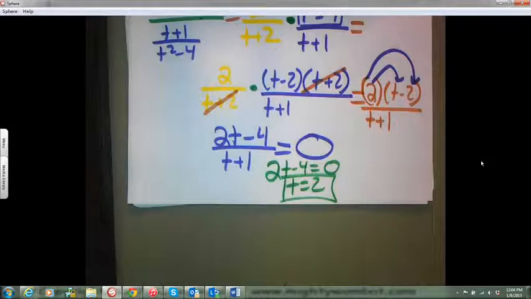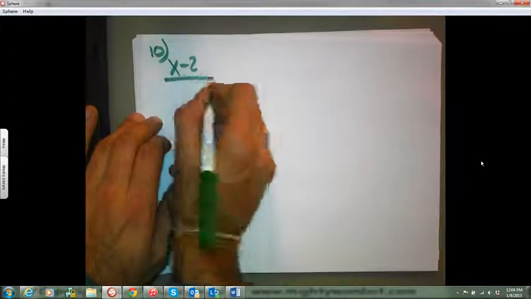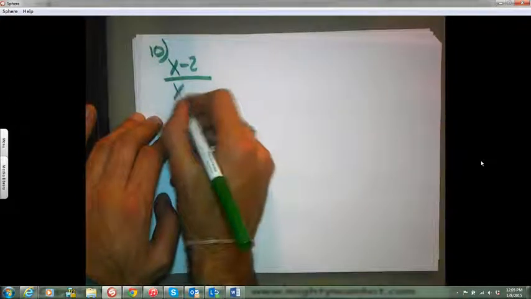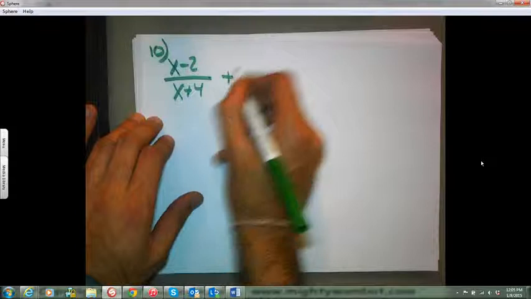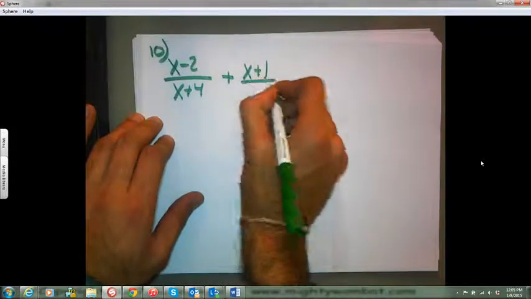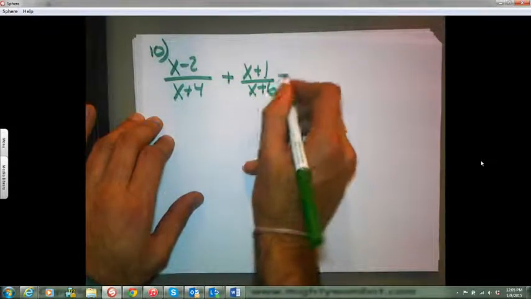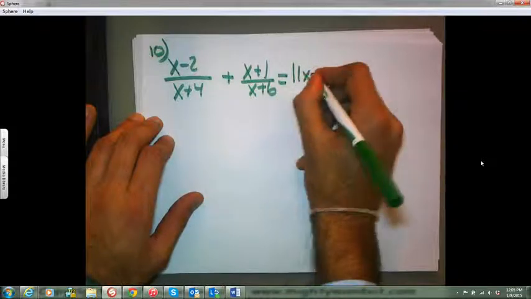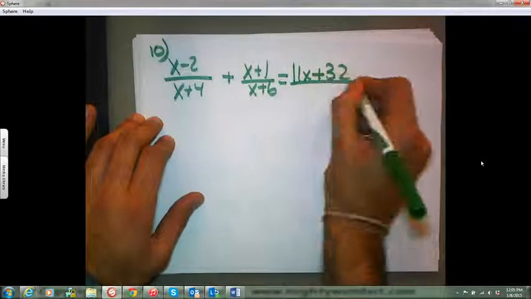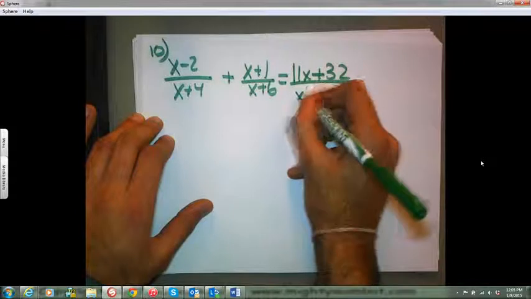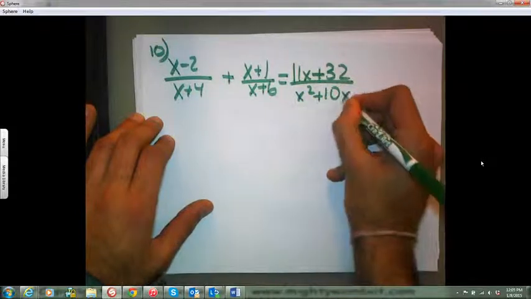So on number 10, let me go ahead and write this equation here. We have x minus 2 over x plus 4 plus x plus 1 over x plus 6 equals 11x plus 32 over x squared plus 10x plus 24.